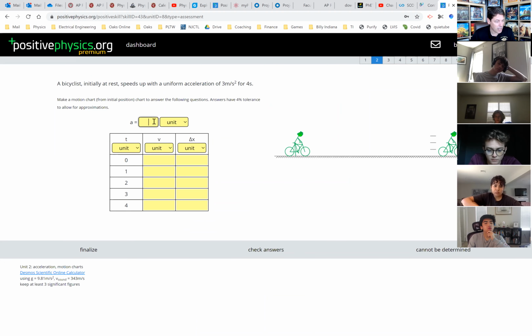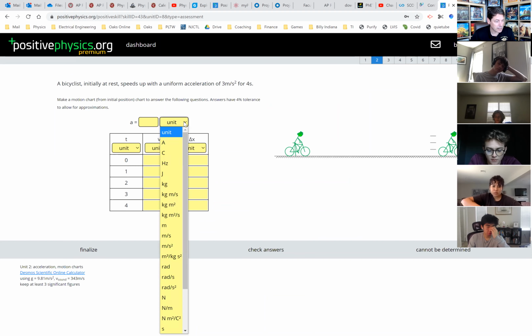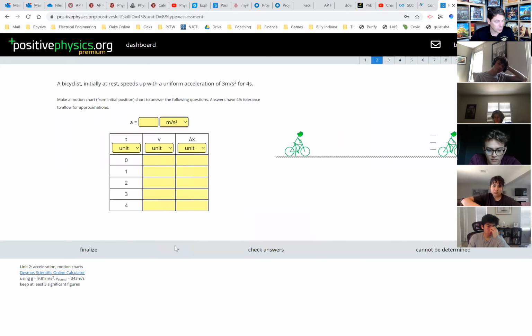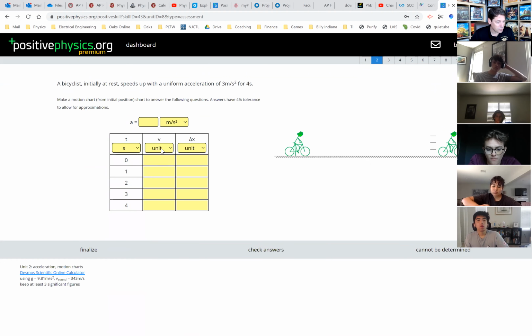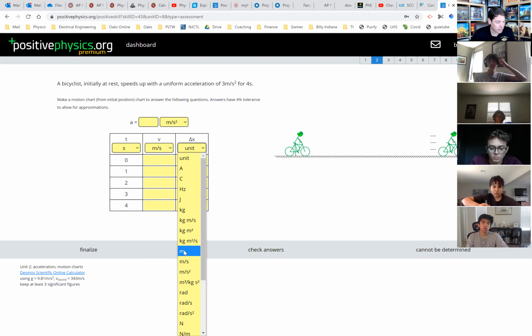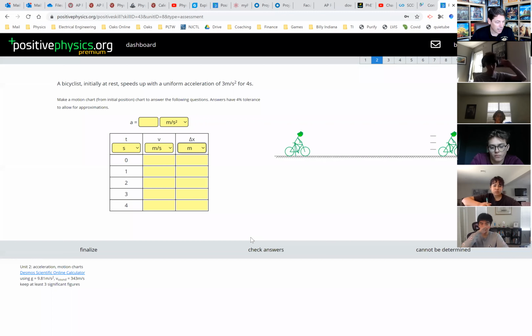I won't take the time to calculate this, but the units for acceleration should be meters per second squared. The units for time should be seconds. That must be underneath that. There we go. Units for velocity, meters per second, and units for displacement should be meters. So even though I'm not done, if I click check answers, it'll show me for the ones that I've filled in whether they're right or not.